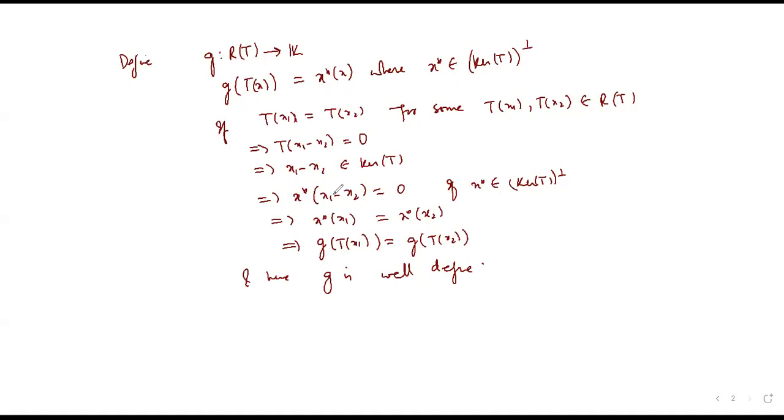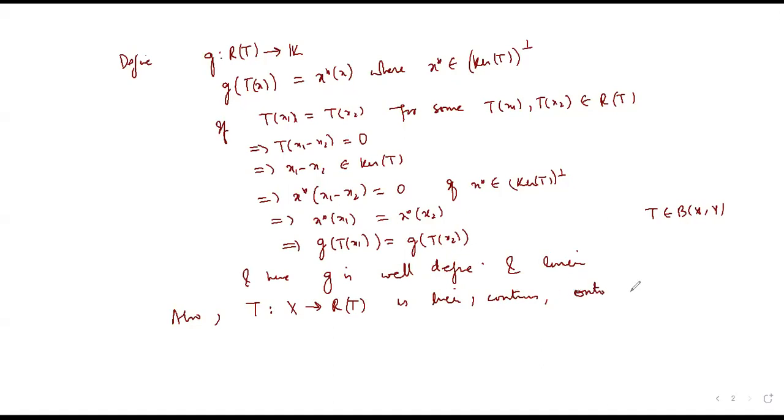तो मैं Tx का actually मुझे y लिखना चाहिए था, and of course G is linear because X star is linear. Also T जो map है as a map from X to range of T, and T is of course by definition it is linear, and T belongs to B(X,Y). Of course it is a linear and continuous map. और क्योंकि मैंने range पर ही लिया है map, it is an onto map between Banach spaces.